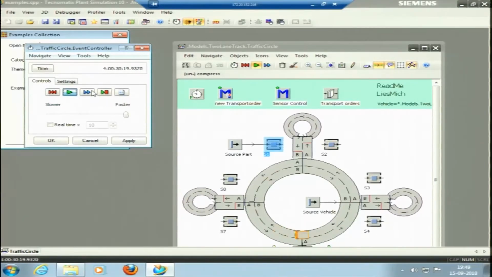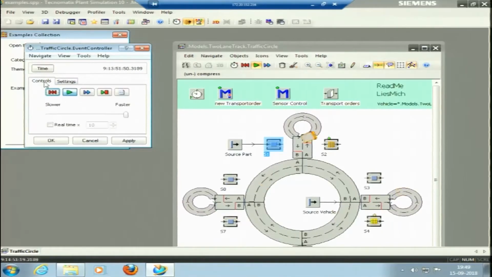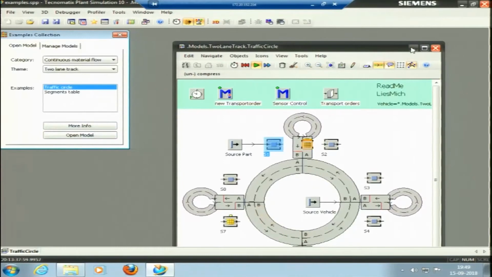It is not stopping. So what is the setting? There is no end time, so it will continue for infinite time. So this is just a kind of an O cell. Okay, so cancel, stop.